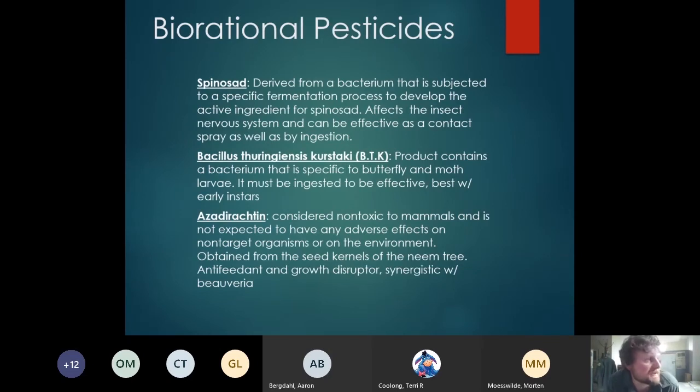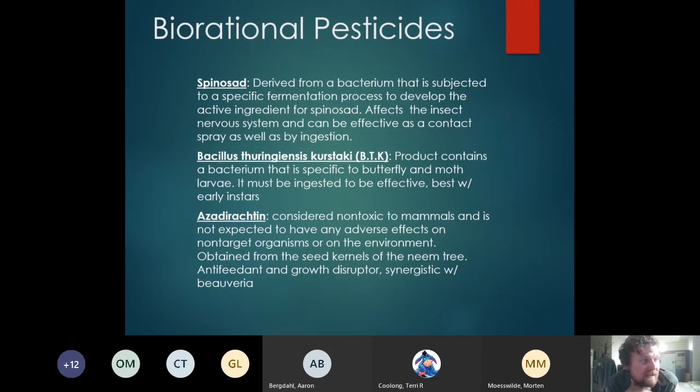Okay. So these are termed biorational pesticides, and the reason they're called that is because they're derived from a quote unquote natural method. So these three are the most common biorational pesticides used for browntail. Spinosad is something that a lot of organic farmers use. It's more of a generalist insecticide, and it affects their nervous system, and it's derived from a bacterium that's subjected to a fermentation process in order to get the active ingredient.